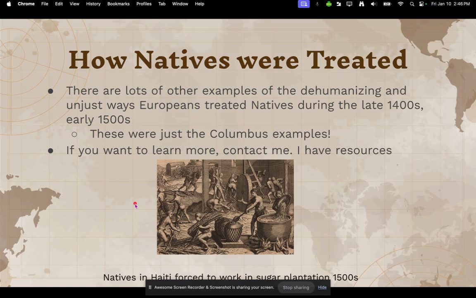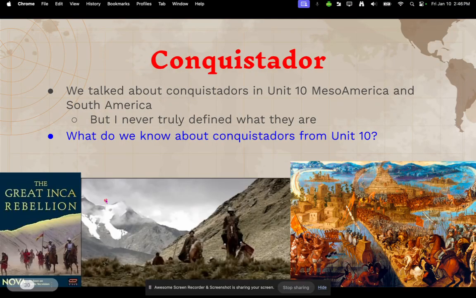There are lots of other examples of the dehumanizing and unjust ways Europeans treated natives during the late 1400s into the early 1500s, and even beyond that. These were just the Columbus examples. If you want to learn more, you can let me know. I can dig up some resources.